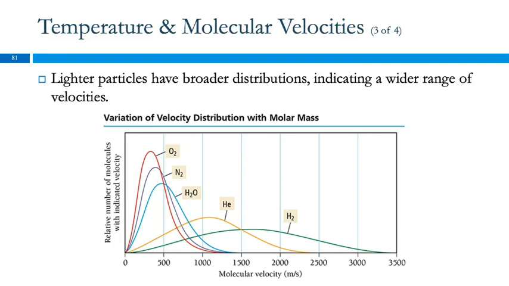Lighter particles have broader distributions. So here we have the relative number of particles with the indicated velocity versus molecular velocity. And oxygen is heavier than hydrogen. And so we have more of these oxygen molecules going at lower speeds to have the same average kinetic energy. And with the hydrogen, we have more at higher speeds.